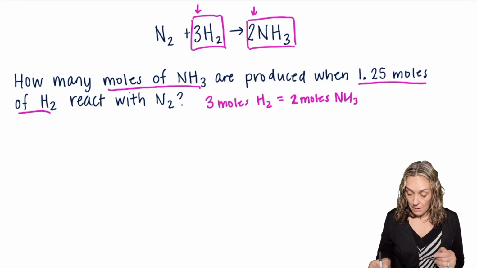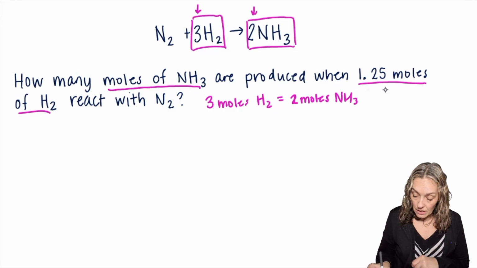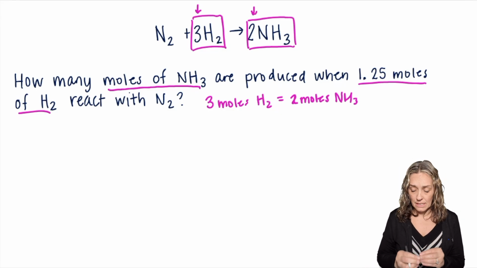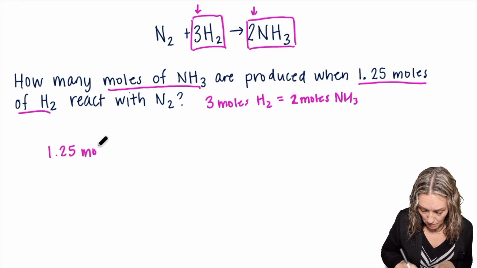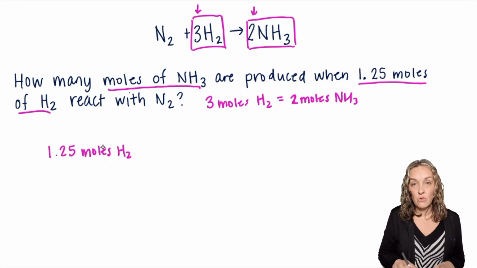When you're ready to begin the problem, you are going to start with the number in the prompt every single time. I know that I have 1.25 moles of H2. Notice that I'm making sure that I put the unit as well as the substance as a label on my number.